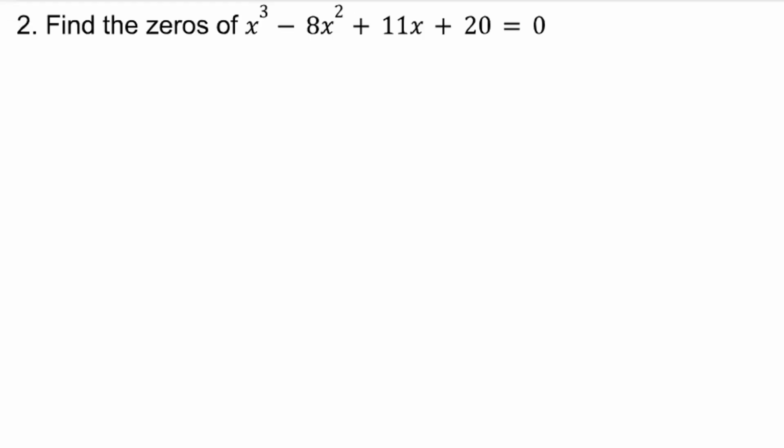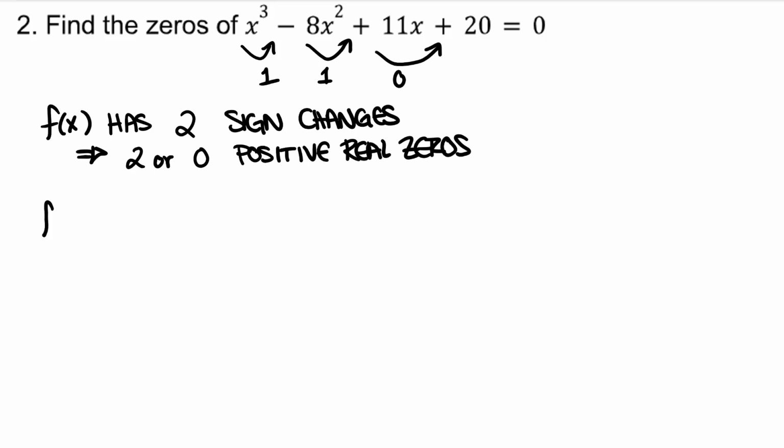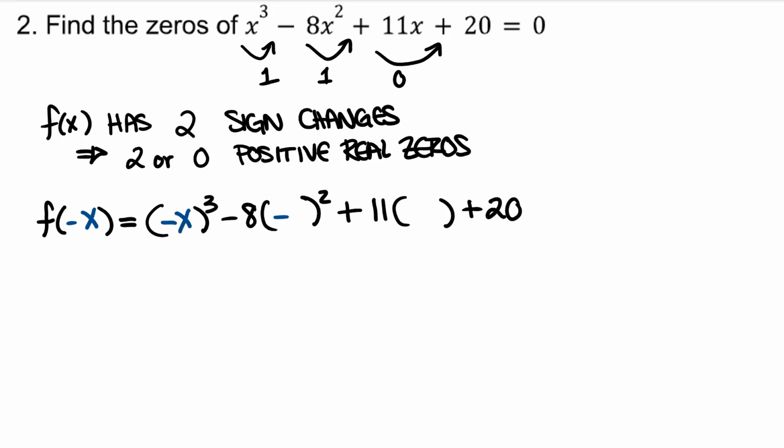What would Descartes' rule of signs say about this polynomial? There's 1, 2, two changes in the sign of f of x, which means f of x has 2 or 0 positive real zeros. Now simplify. Remember, an odd exponent means we change the sign of the term, and an even exponent means the sign does not change.